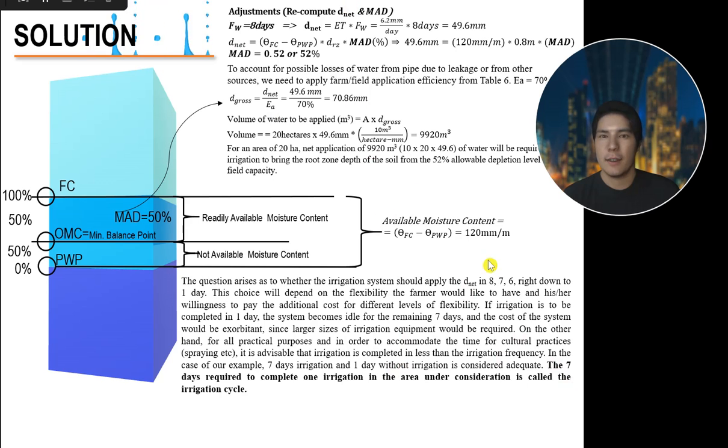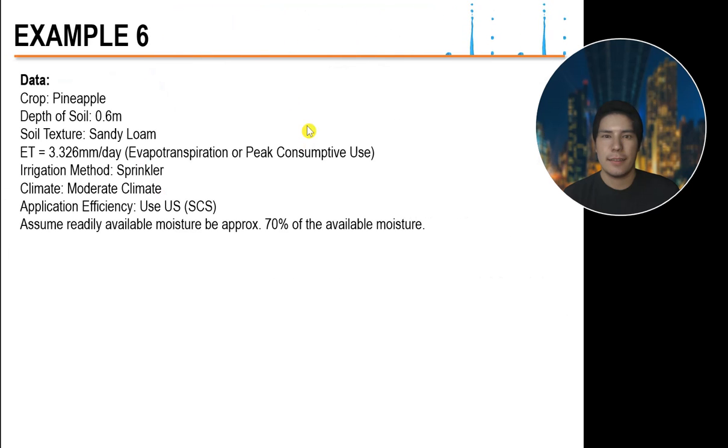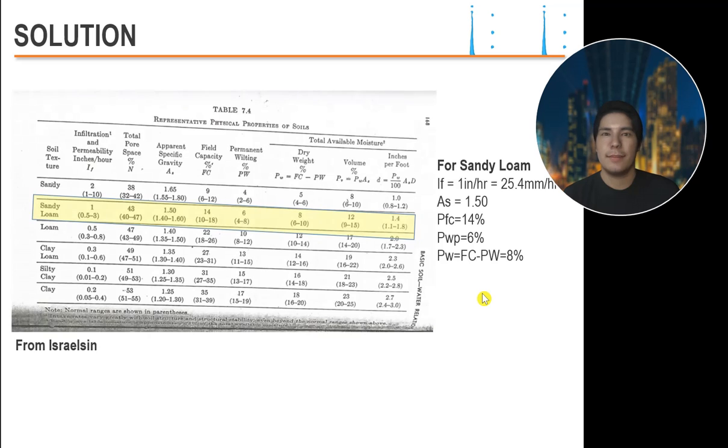Okay, so next, we have also another example here. So given yung crop na pineapple, yung depth of soil 0.6, yung soil texture natin is sandy loam, the evapotranspiration or the peak consumptive use is 3.326 millimeter per day. The irrigation method used is sprinkler. The climate is moderate climate. The application efficiency is US SCS, and assume readily available moisture to be approximately 70% of the available moisture, no?